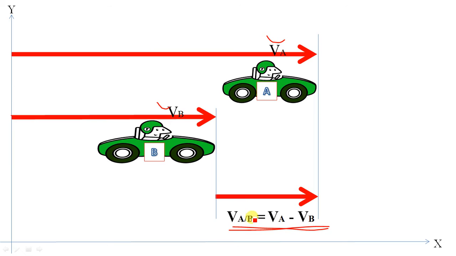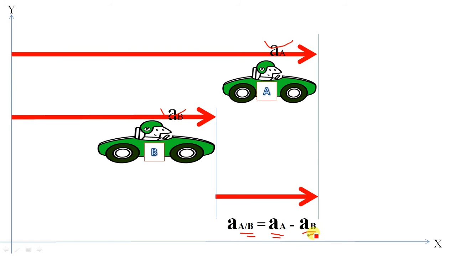So how do we find the relative velocity in one dimension? The velocity of A with respect to B is equal to VA minus VB, that is, the absolute velocity of A minus the absolute velocity of B. From that you can find out the relative velocity. Similarly we can find the acceleration. Here acceleration A is the absolute acceleration of car A and acceleration B is the absolute acceleration of car B. When we have to find the relative acceleration of A with respect to B, that is nothing but the absolute acceleration of A minus the absolute acceleration of B.